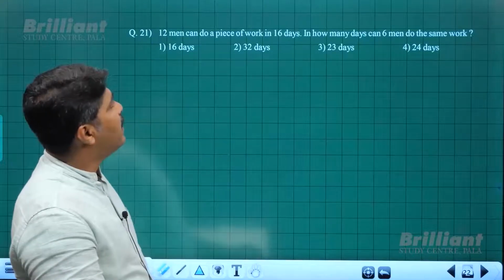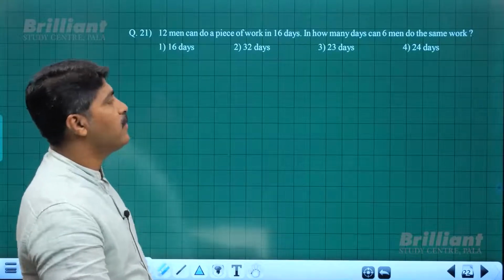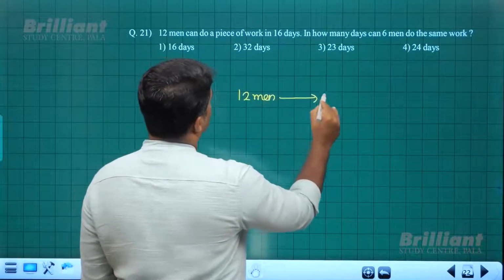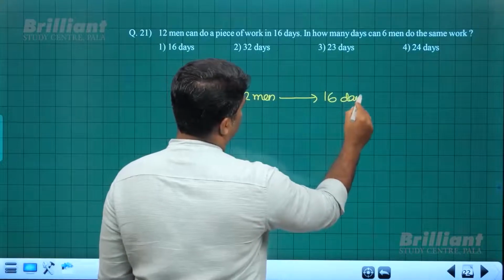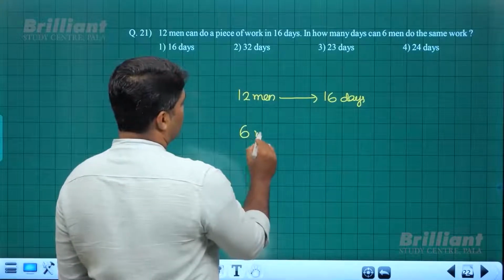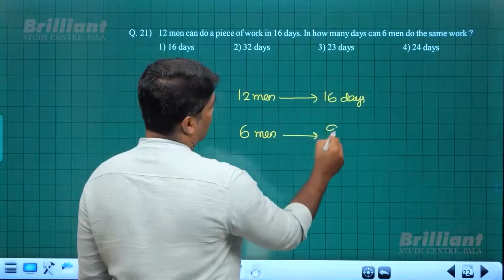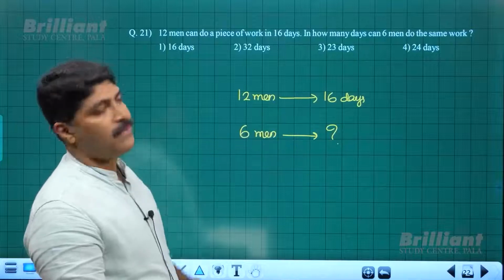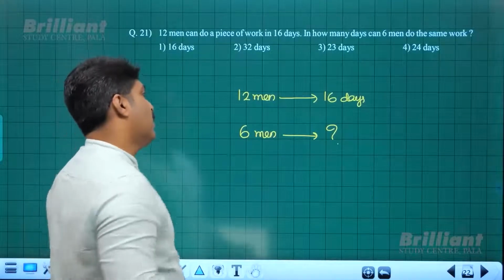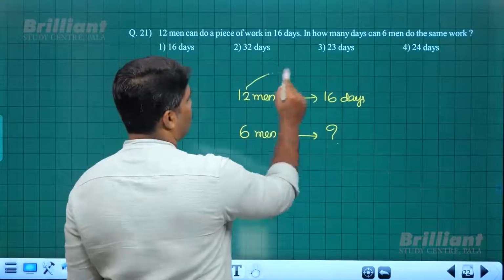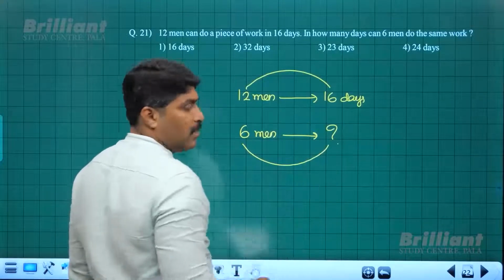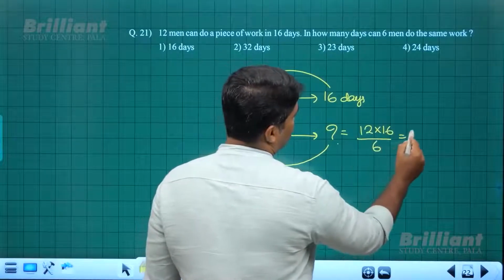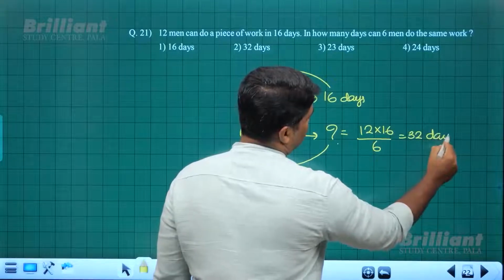Next question, 12 men can do a piece of work in 16 days. In how many days can 6 men do the same work? So you can write it like this, 12 men complete the work in 16 days, 6 men, how many days? It's a simple logic. Here the number of workers decreases, therefore the number of days should become doubled. Or the basic idea, product of these two values is equal to product of these two values. Therefore, this is 12 into 16 divided by 6, which is 32 days.